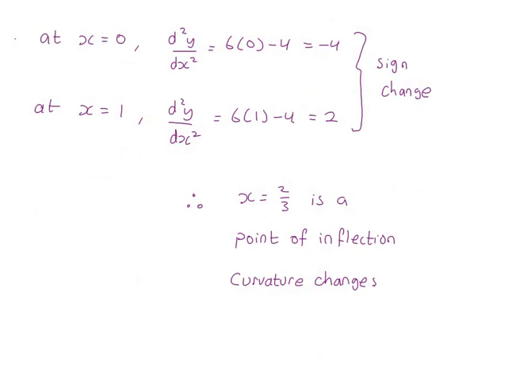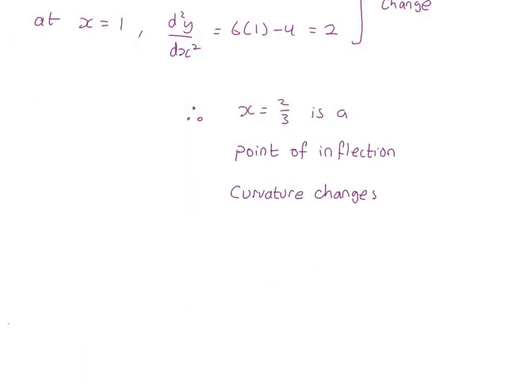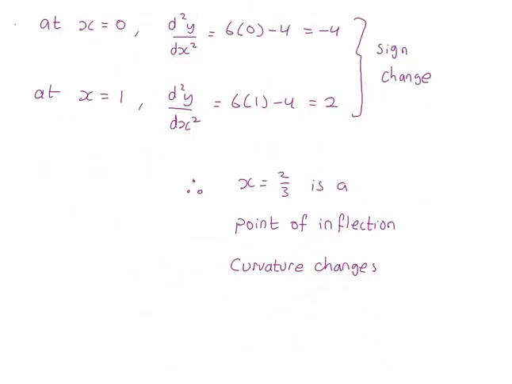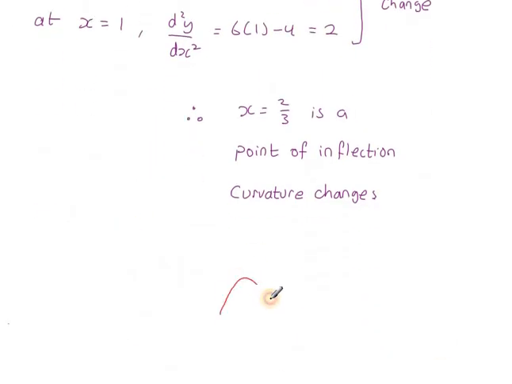So we can say x equals 2/3 is a point of inflection. It's where the curvature is changing for the curve. And because the coefficient of the cubic term is positive, the shape of the curve will be like this. So we have a concave section, and then at x equals 2/3, roughly here somewhere, the curvature changes from concave to convex, and that's your point of inflection.